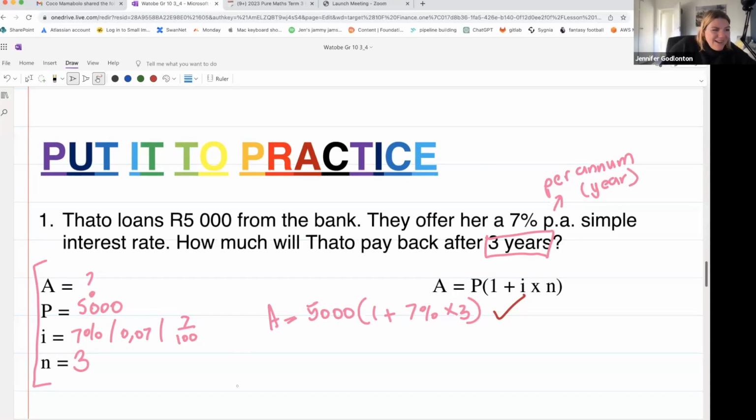Awesome job, guys. We can pop it straight into our calculator like that. We need to remember we're dealing with money, so we mustn't forget that Rand, because it's money. And we're wanting to add that interest on. We're working with our simple interest formula. Nice job. Tatu is paying that back.